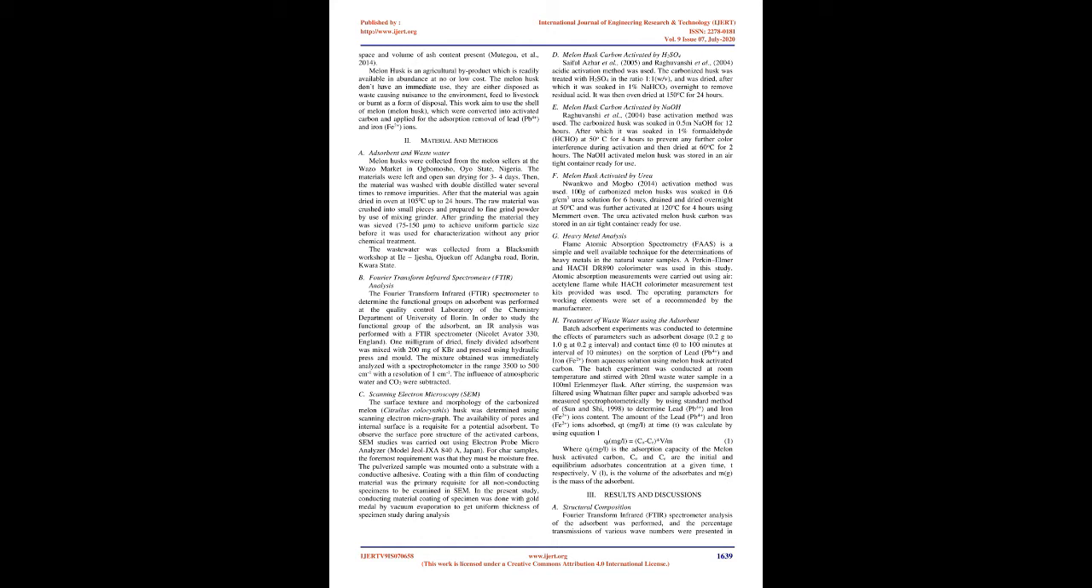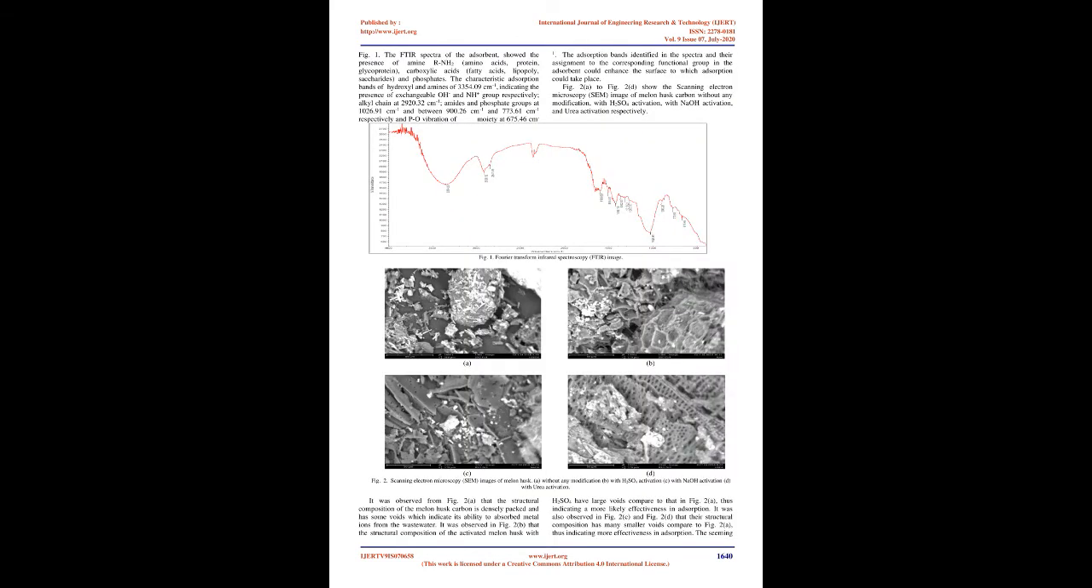B. Fourier transform infrared spectrometer, FTIR, analysis. The FTIR spectrometer analysis to determine the functional groups on the adsorbent was performed at the Quality Control Laboratory of the Chemistry Department of the University of Ilorin. In order to study the functional groups of the adsorbent, an IR analysis was performed with the FTIR spectrometer, Nicolet Avatar 330, England. 1 mg of dried, finely divided adsorbent was mixed with 200 mg of KBr and pressed using a hydraulic press and mold. The mixture obtained was immediately analyzed with a spectrophotometer in the range 3500 to 500 cm⁻¹ with a resolution of 1 cm⁻¹. The influence of atmospheric water and CO2 were subtracted.